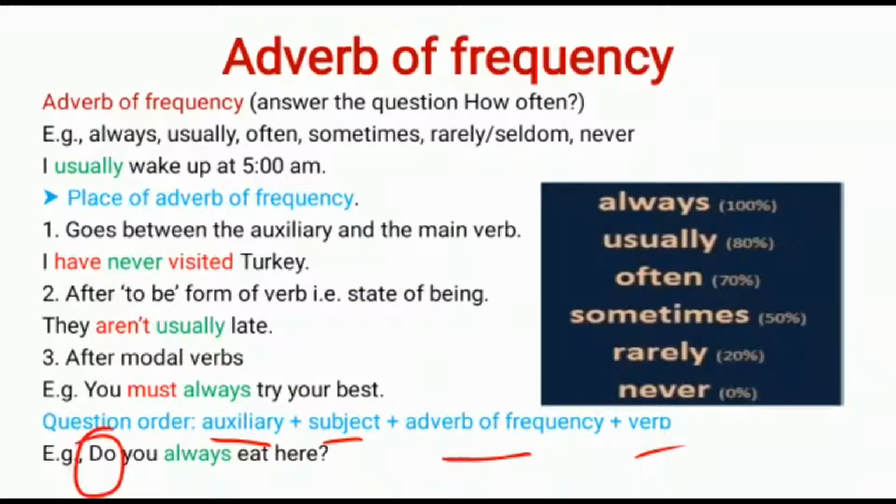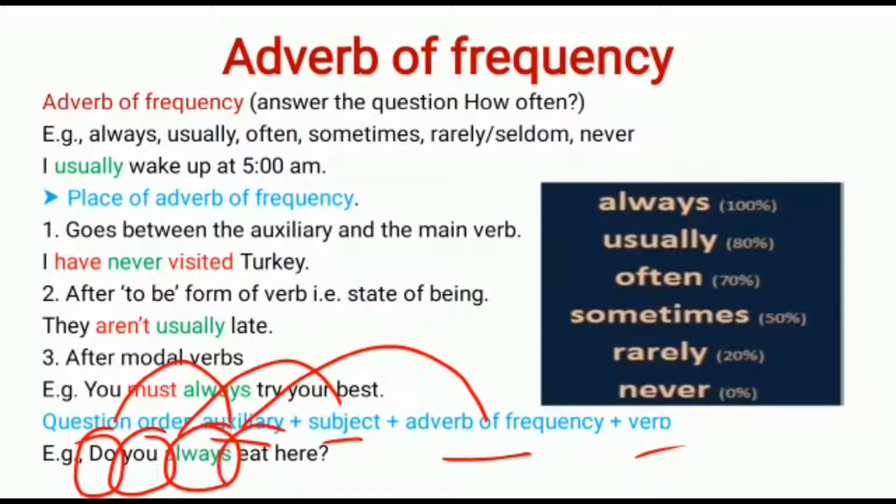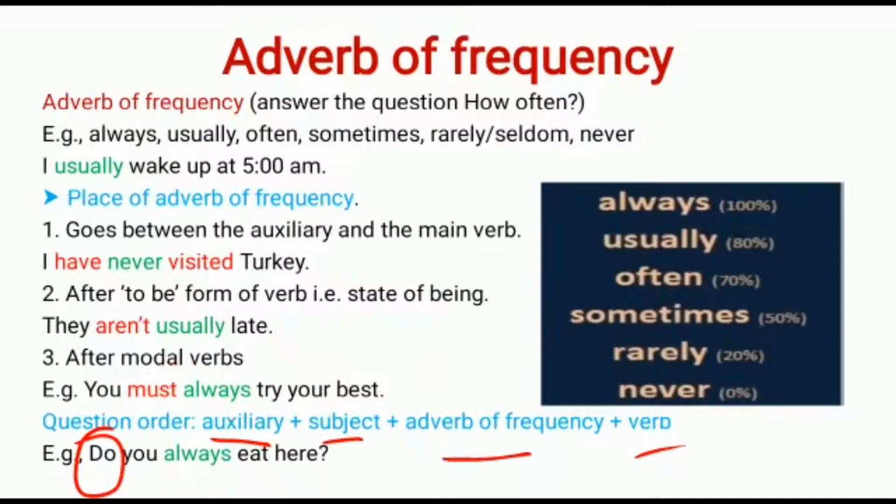Now do is our auxiliary verb. Then you is our subject. Always is our adverb of frequency and eat is our verb. So now I think you have understood what is the correct sequence of question order when we use adverb of frequency in a question. So this is the question order we are going to use in our language.